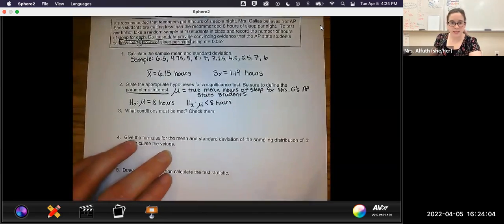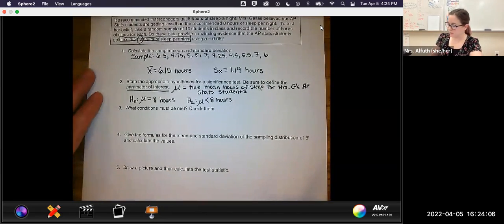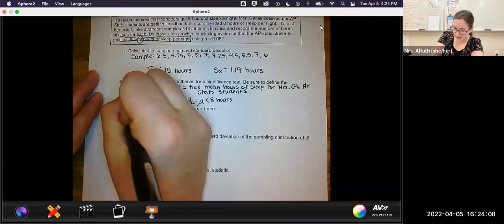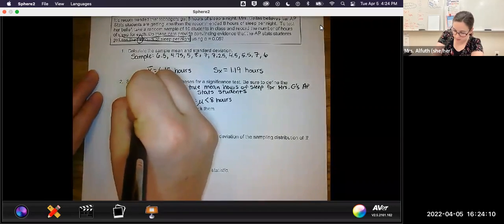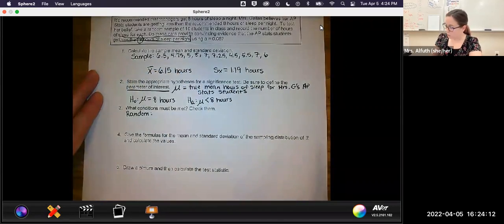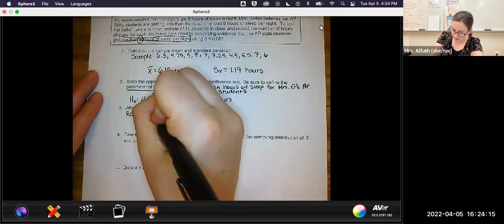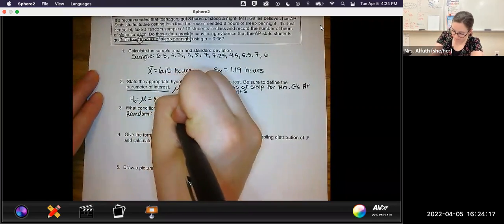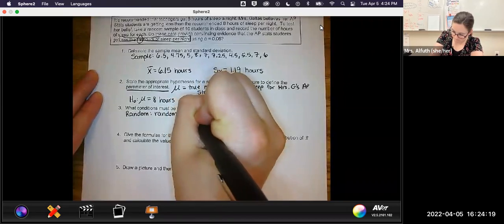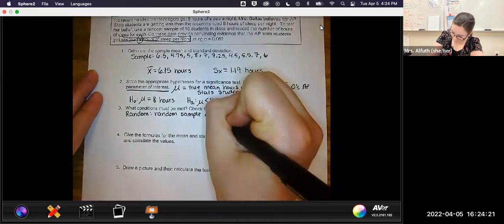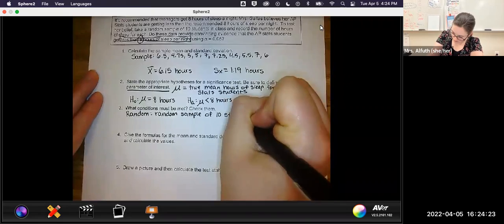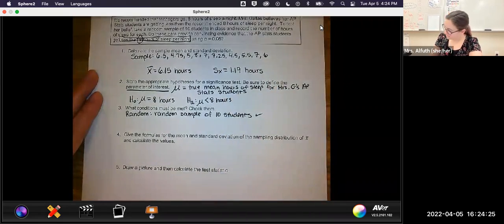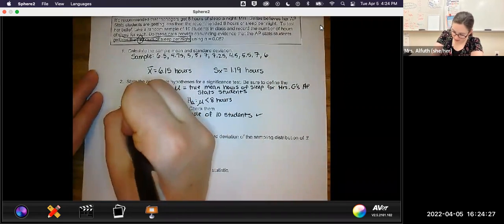Next, we have to check our conditions. Which ones must be met? We've got the same conditions as always. We've got our random condition. Well, we did take a random sample of 10 students. So that one checks.